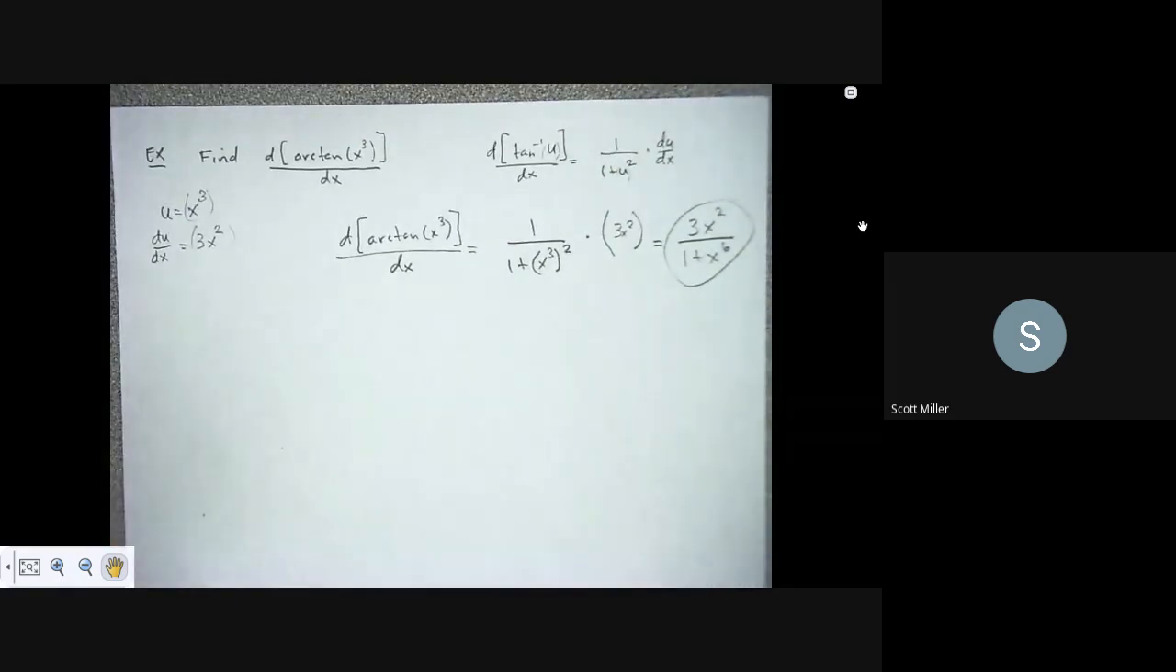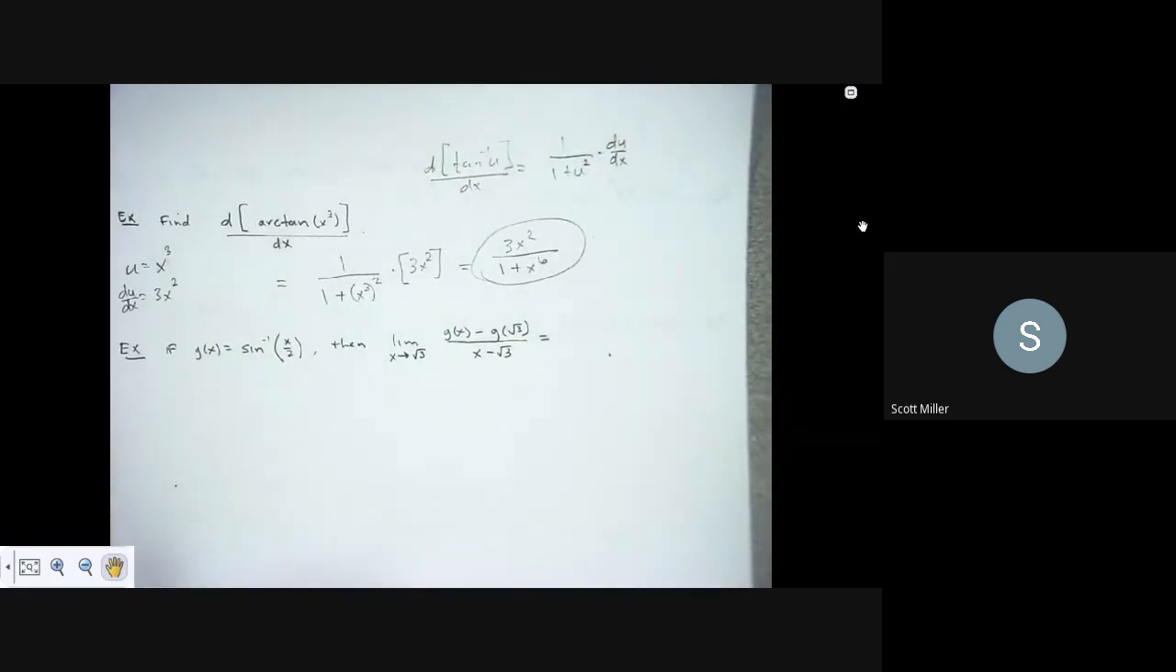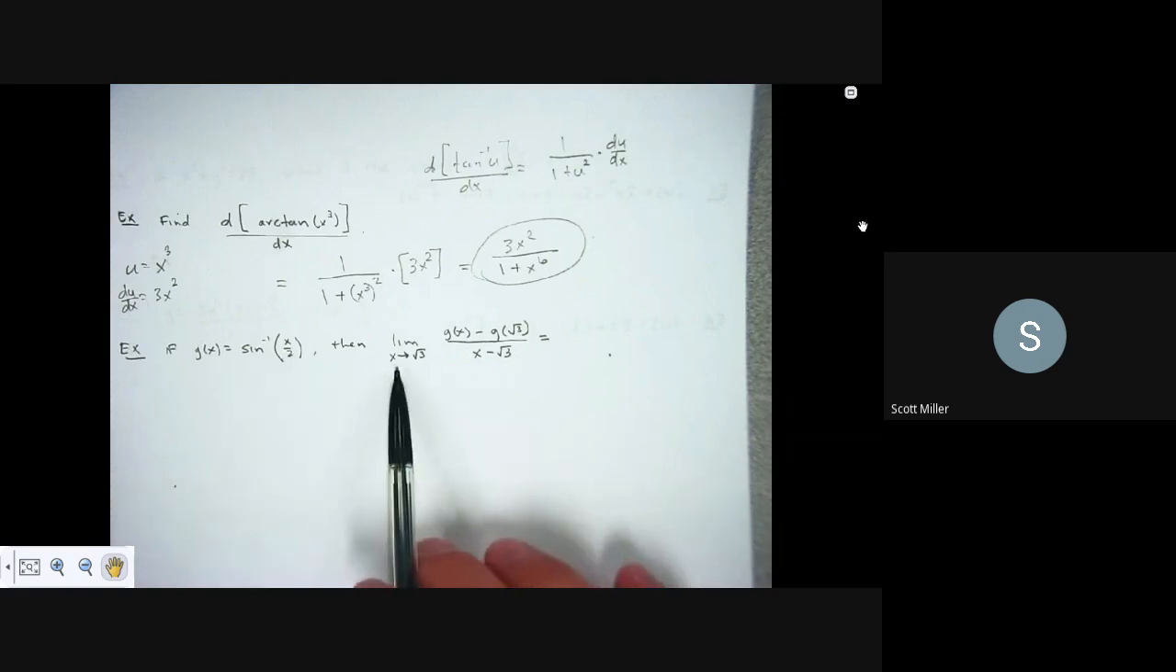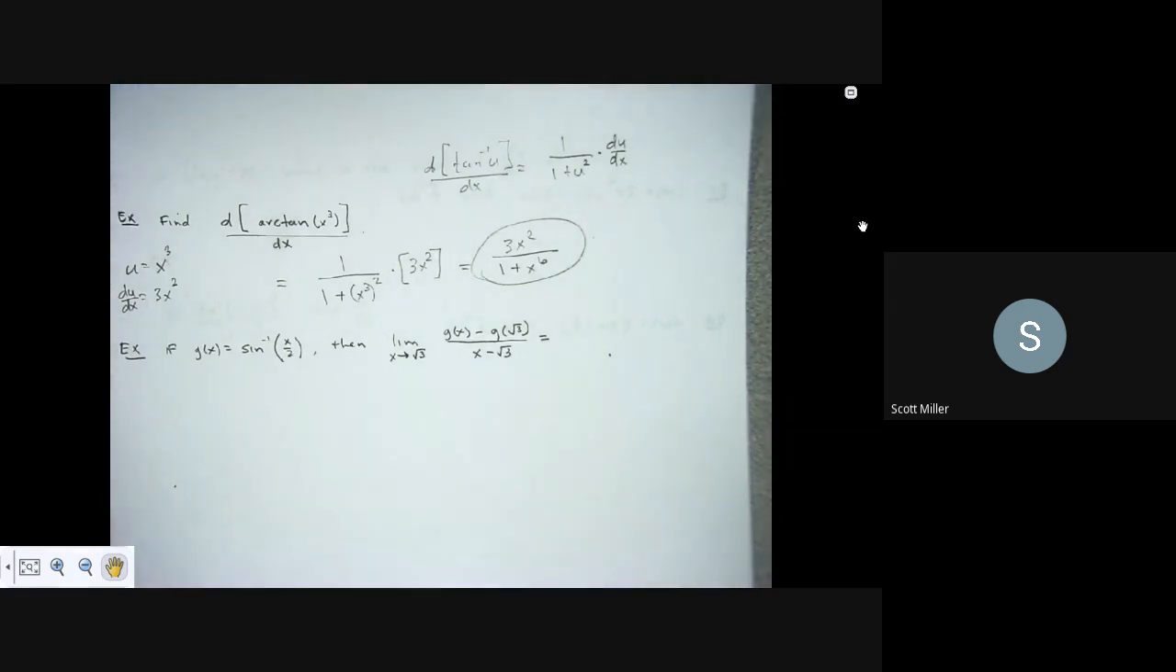That's how that works. Okay, so let's take a look. Let's see if we have another example coming. Yes, we do. I have that over here. Let me put it on this one right here. So we're doing this one down here. What is, if I tell you that g is equal to this, then what is the limit as x approaches the square root of 3 of that expression?